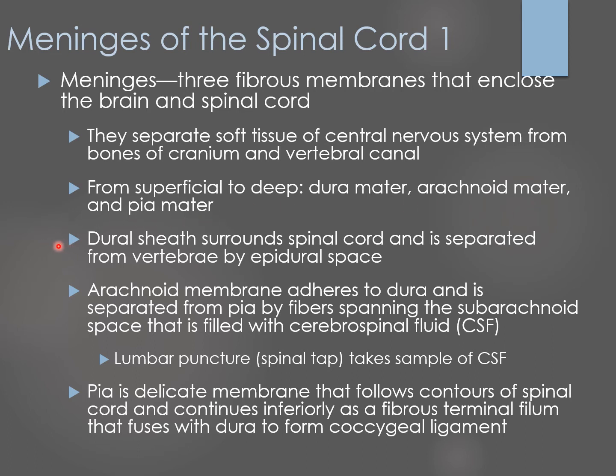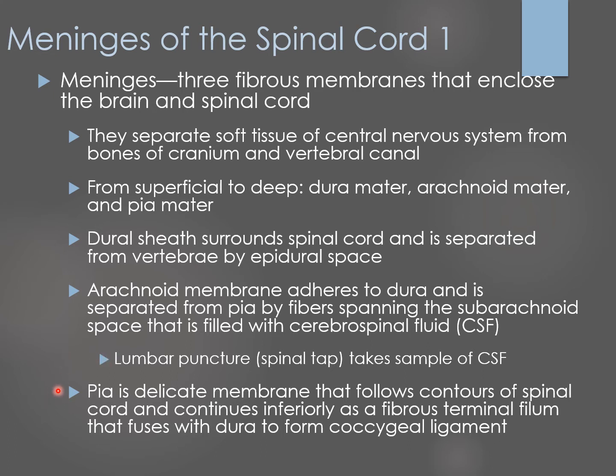The dura mater, or dura sheath, surrounds that spinal cord, and it is separated from the vertebrae by an epidural space. That epidural space has fat and blood vessels in it. Then we have the arachnoid membrane, which adheres to the dura, but it is separated from the pia mater by a subarachnoid space. That subarachnoid space has cerebrospinal fluid in it. That's where we looked at that picture of the spinal tap, where that takes place.